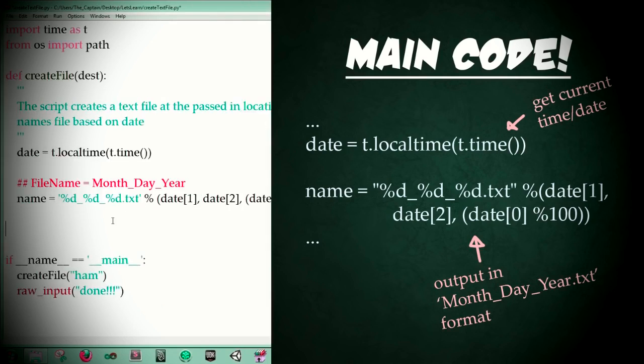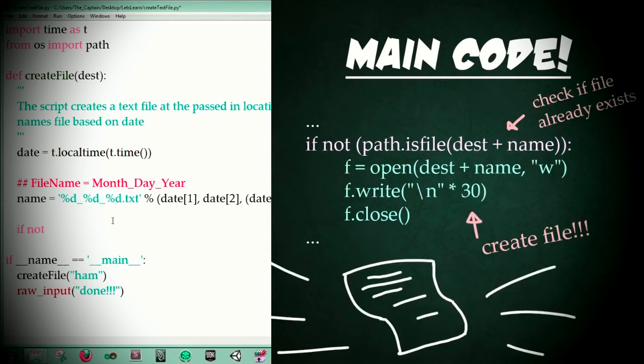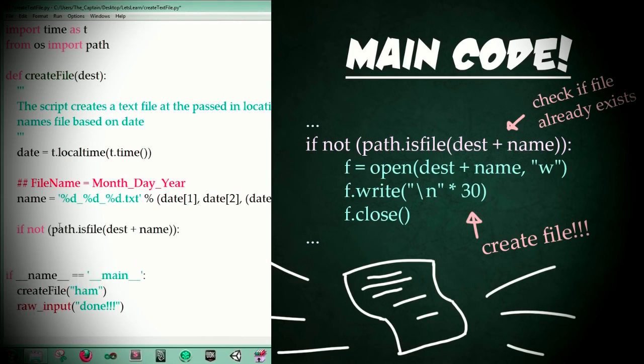So type in enter a few times to give ourselves some space. And next, within the function, we're going to type in if not, open parentheses, path.isFile, open parentheses, dest plus name, close parentheses, colon, enter. And what this is saying is, hey, if this file does not exist, let's go ahead and create the file.